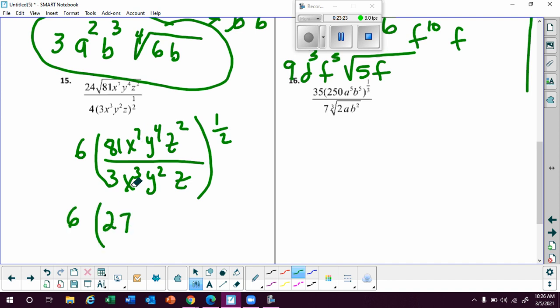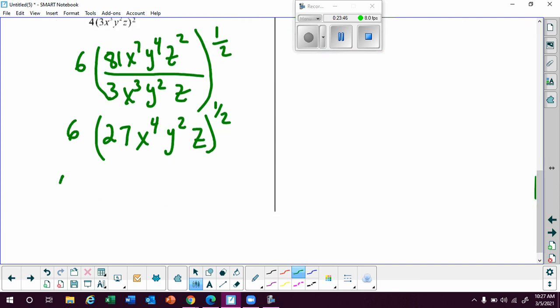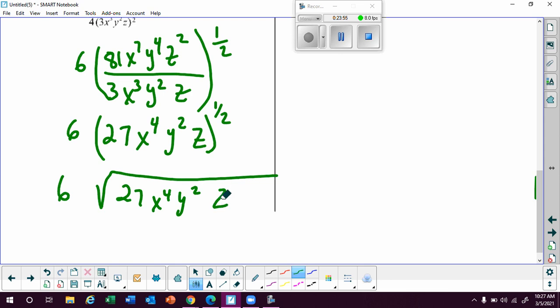X to the power of 7, x to the power of 3. So you're subtracting because this is division. 7 minus 3 is x to the power of 4. 4 minus 2, y squared. z to the 1 minus 1 is z. So this is all to the 1/2. Right? So 6 is outside. This is in the square root: 27, x to the 4, y squared, and 1z.